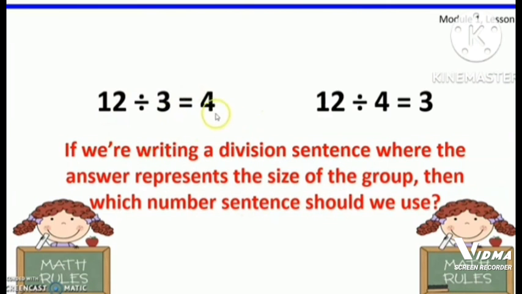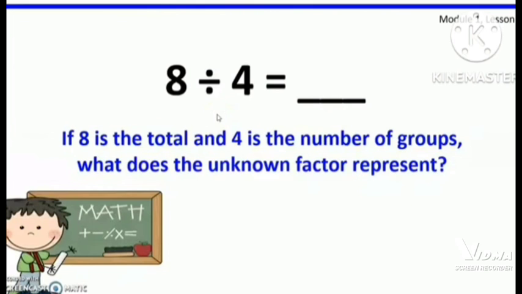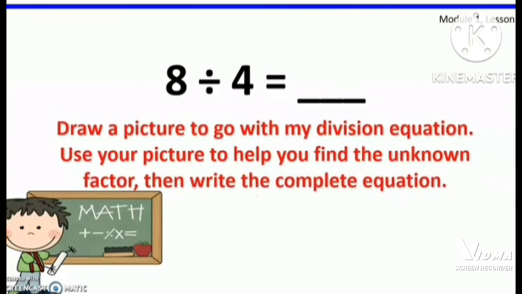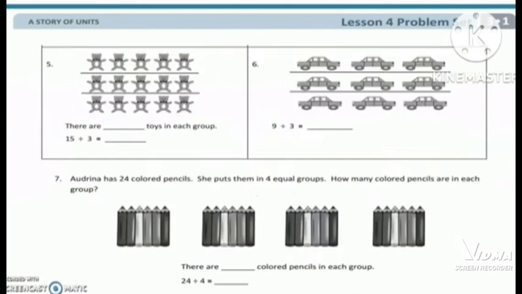Division is simple. You just need to understand the question. What is 8 divided by 2? 8 is the total. 2 is the number of groups. How many will they get? 4. That's correct. All right, now I need you to complete your lesson 4 problem set.